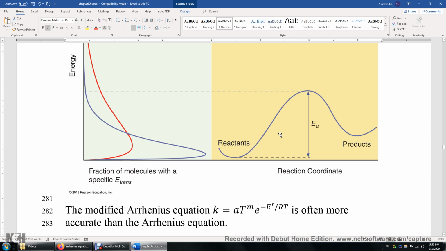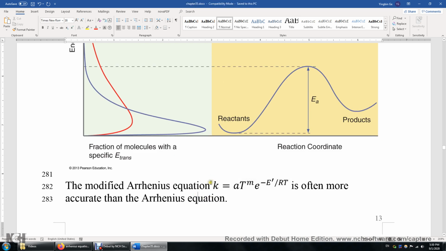So now you may wonder, isn't this collisional frequency dependent on temperature as well? Yes, it is. So there's a modified Arrhenius equation. If you look at the modified Arrhenius equation, you can see over here this A is replaced with lowercase a times T to the power of m. So this part takes the temperature dependence of collisional frequency into account. And also this part takes the collisional orientation into account. It can also be interpreted as the entropic effect. You will see that later.